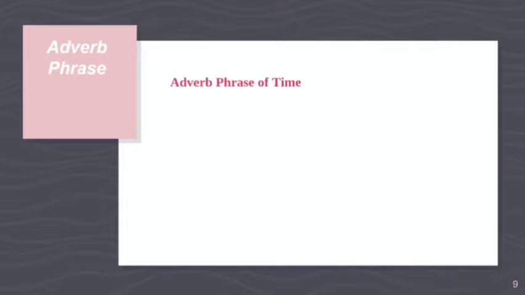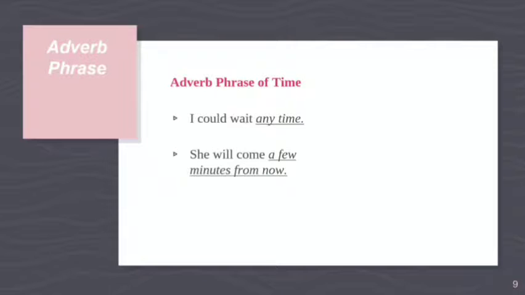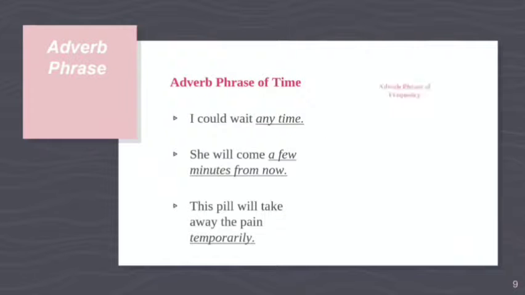Next is the adverb phrase of time. It answers the question, when. For example, I could wait any time. She will come a few minutes from now. This pill will take away the pain temporarily. She will come. When will she come? A few minutes from now. I could wait when? Any time.